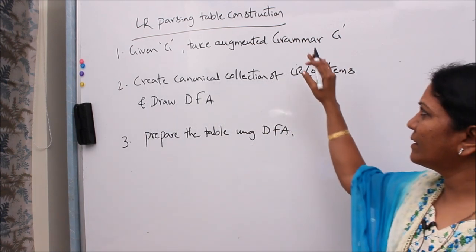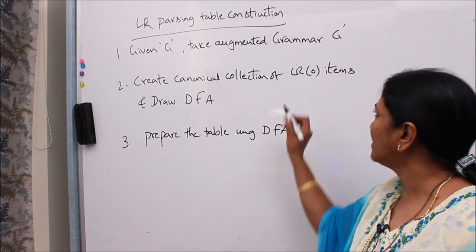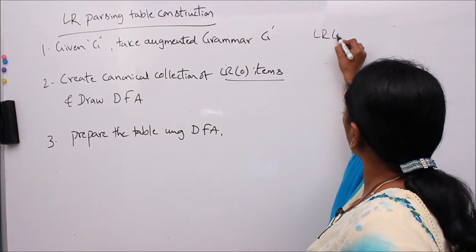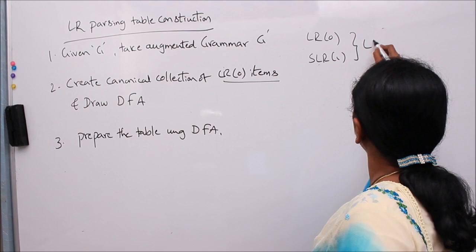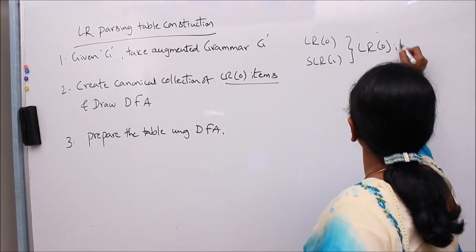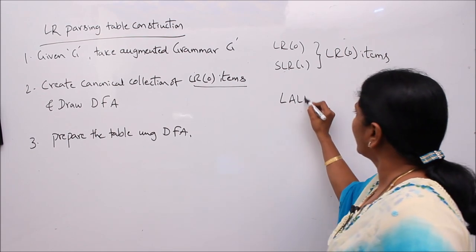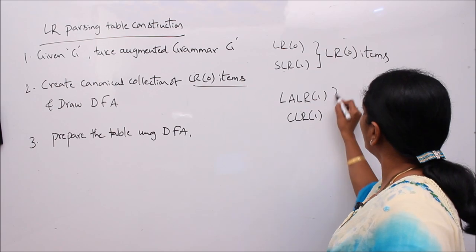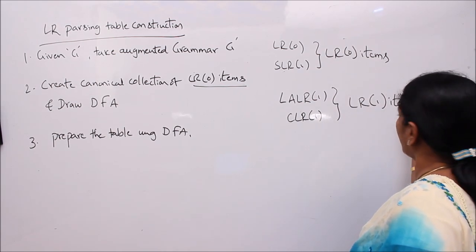Look at this. This is the general procedure used by all the 4 LR parsers. The only difference is, if it is LR0 parser or SLR1 parser, we use LR0 items, whereas look ahead LR or canonical LR uses LR1 items. This is the only difference.